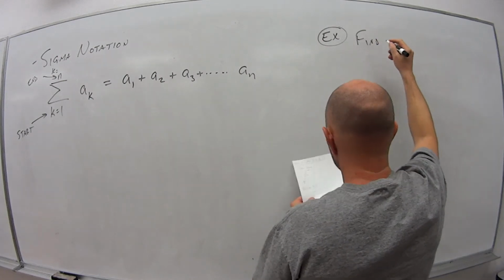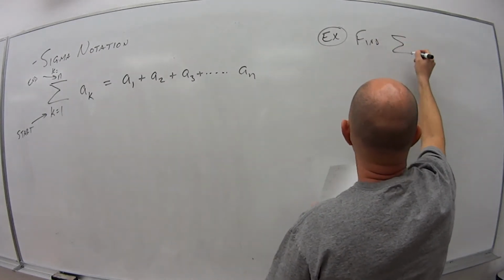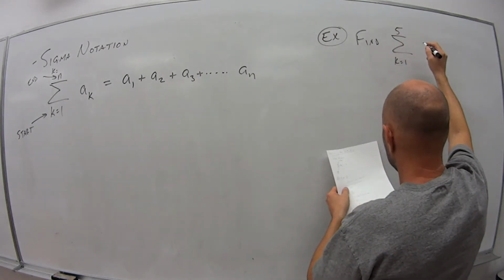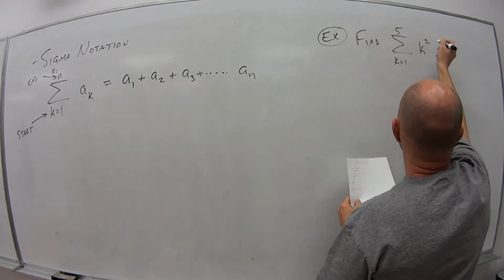So let's look at a few examples. First I want to find the sum of k equals 1 to 5 of k squared.